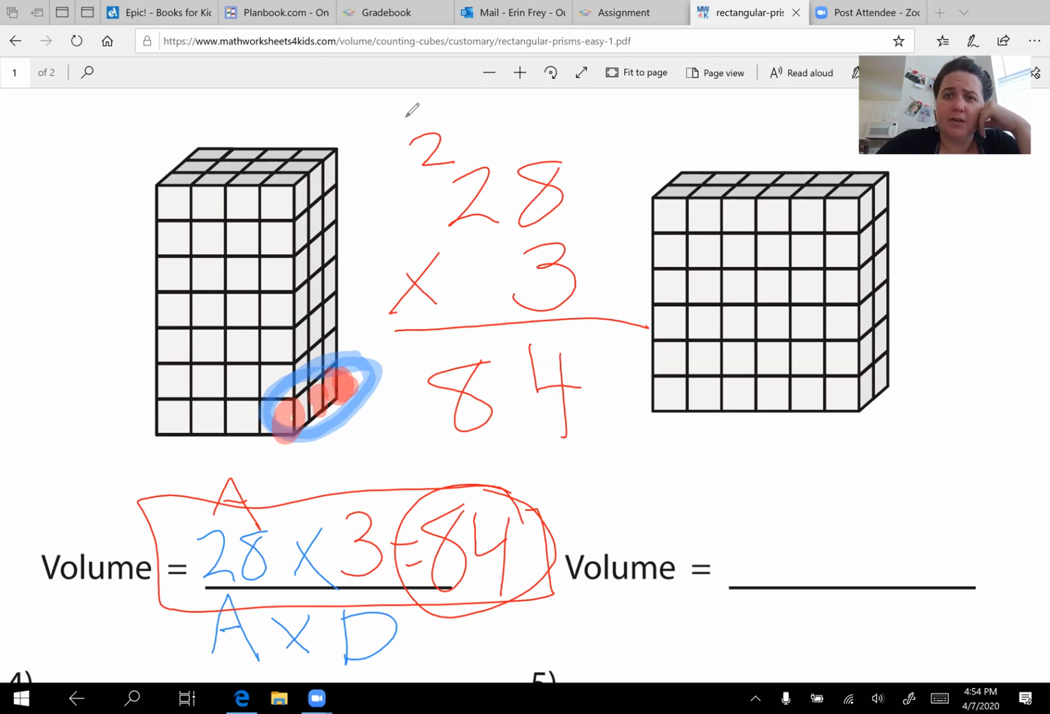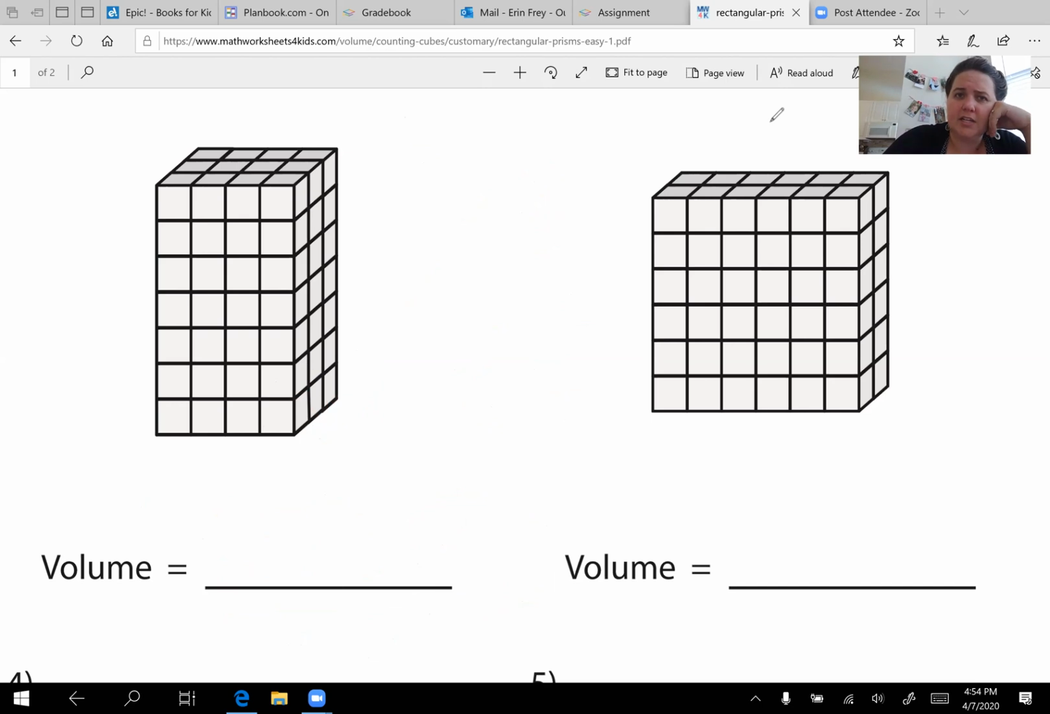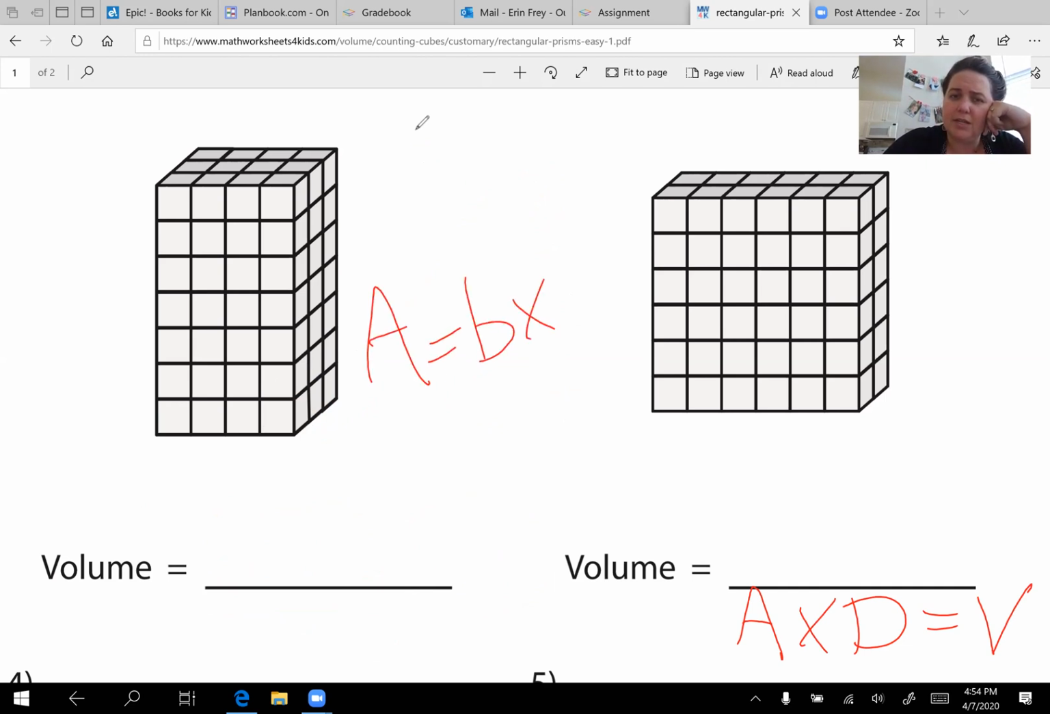Next one. Let's look here. I'm going to give you another example. The first thing I need to do is remember the equation. To find volume, it's area of the face times the depth equals volume. Okay, so first I had to find the area of the face. And to find area, remember area equals base times height.